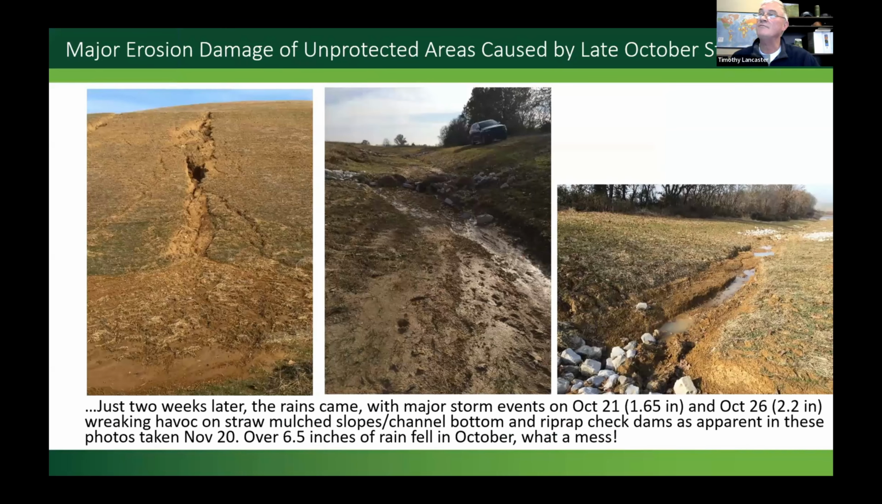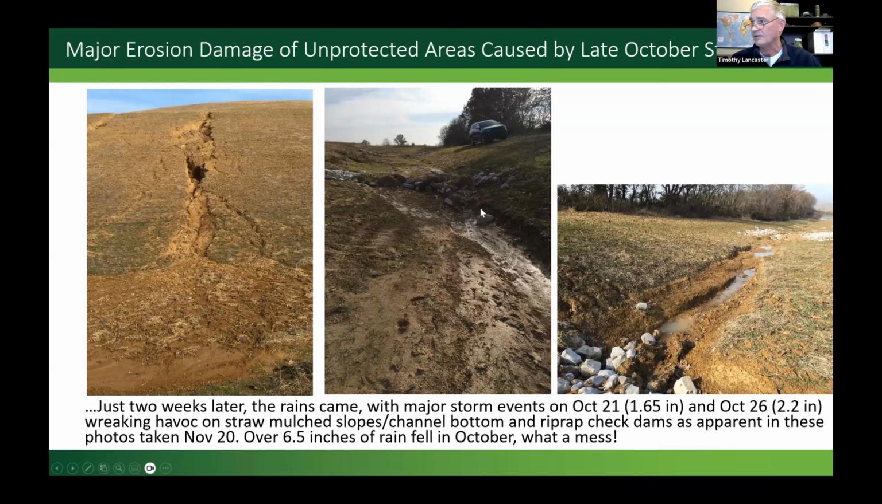And then 2 weeks after that, that's when all the rain started. Late October of that year, on the 21st, over 1.5 inches of rain. And then just a week later, over 2 inches of rain. And I actually went out to that site in late November to see how things were holding up. The first thing I saw, what you're seeing to the left there, is several large gullies had formed in the overburden cap. And then the center picture was taken of the check dam just upstream from our test section.